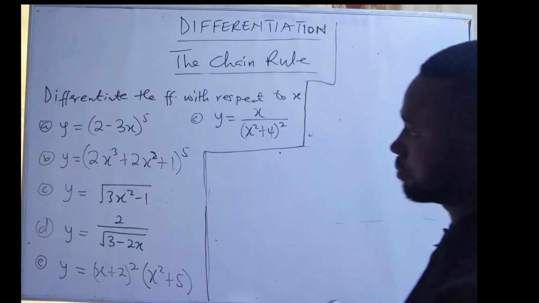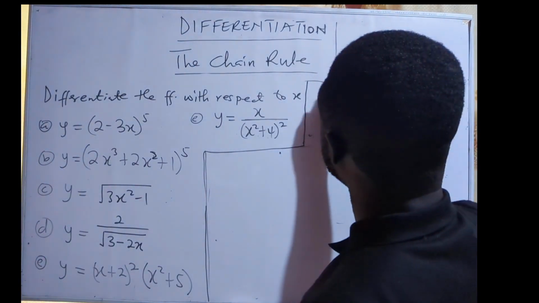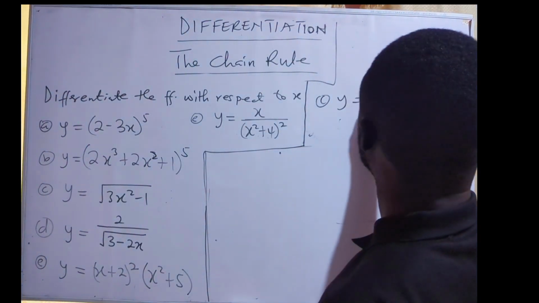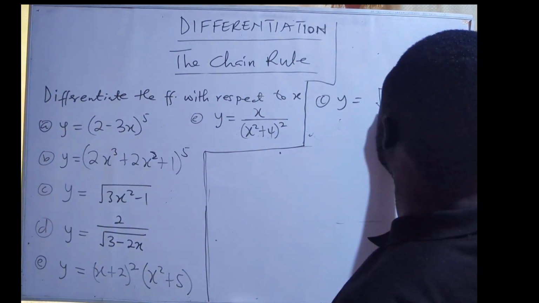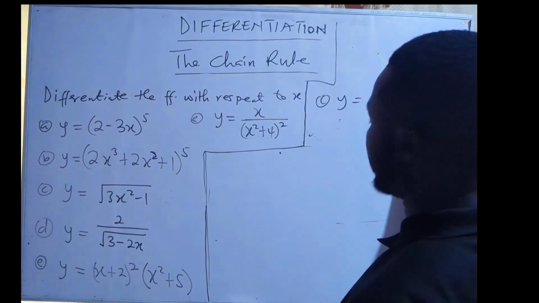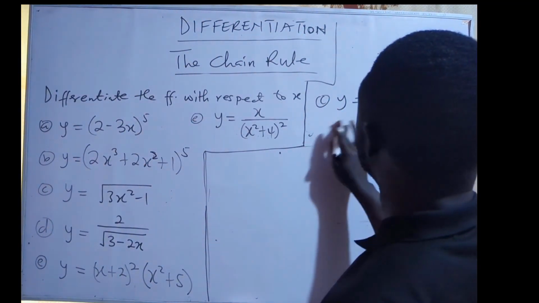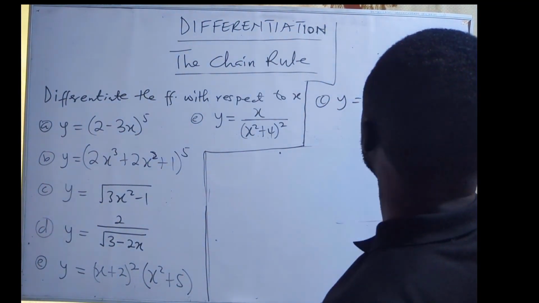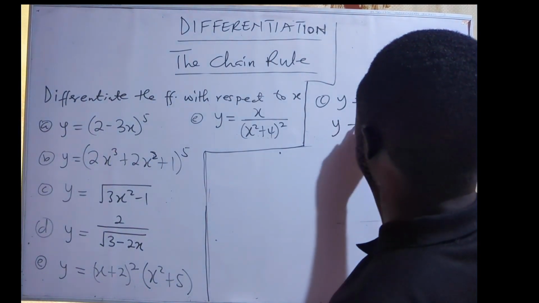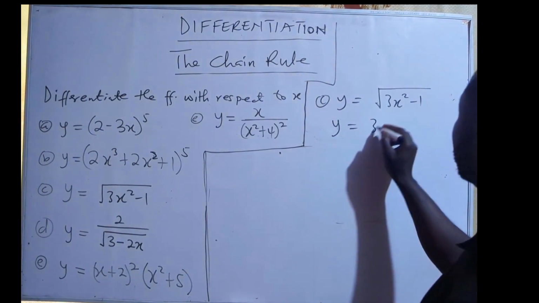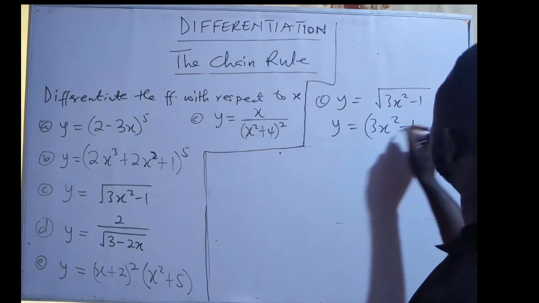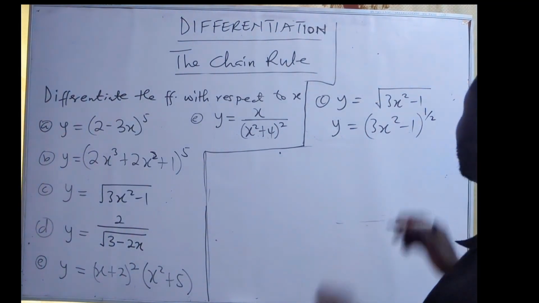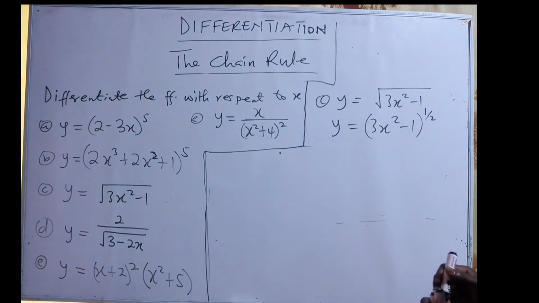Alright. Then C. y is equal to the square root of 3x squared minus 1. So first of all, before you differentiate, write this as what? (3x squared minus 1) all to the exponent of 1 over 2. You know square root is exponent of 1 over 2.